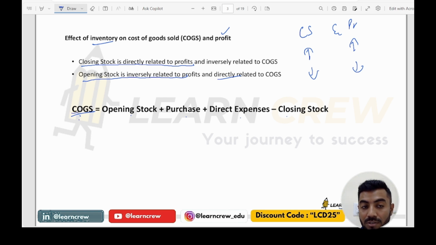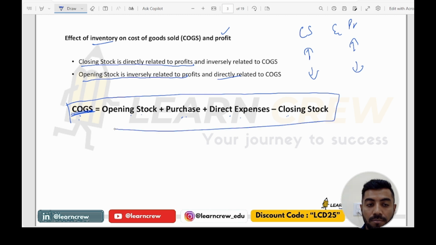This means cost of goods. Whatever goods are sold, that is a cost, the cost of whatever goods are sold. In order to find that cost, you need to add opening stock plus purchases plus direct expenses minus closing stock. This is the formula which you need to remember. Okay. Done. We'll move on to the next one.